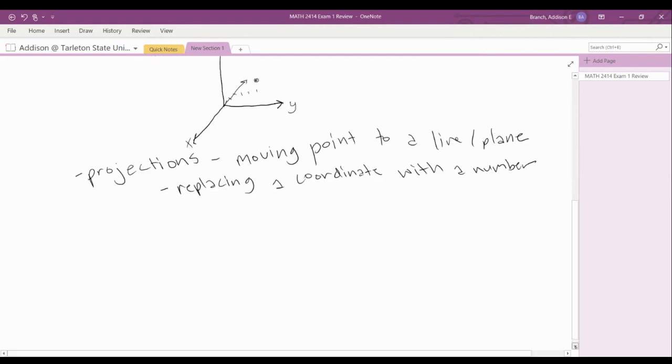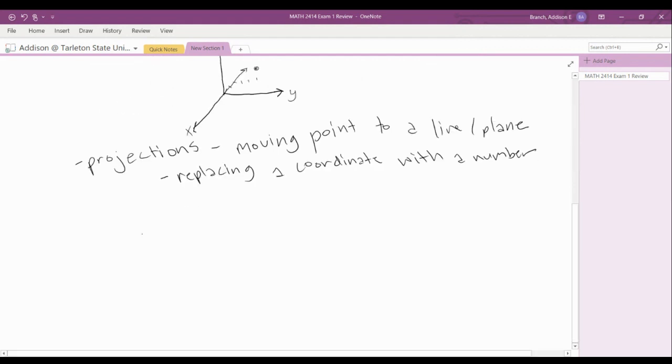Usually when we're talking about projecting, we're usually talking about doing it onto a coordinate plane. So for example, let's say we want to move that point that we just had. We want to project that point -2, 3, 1 on each coordinate plane.